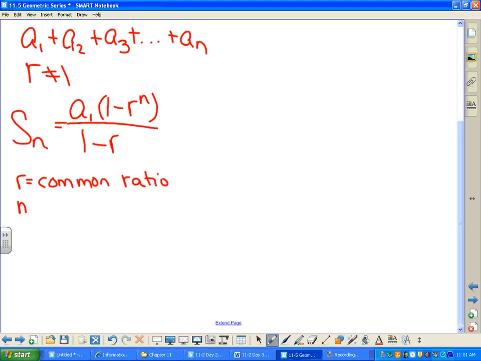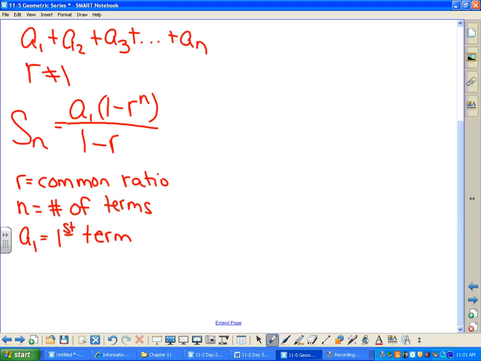n is the number of terms, and of course a sub 1 is the first term. The nice thing about this formula is, do you need to know the last term? No, that makes things, I think, a lot easier, right? Because with the arithmetic one, you had to go through and find out the last term in order to use the formula there. So there is the formula.